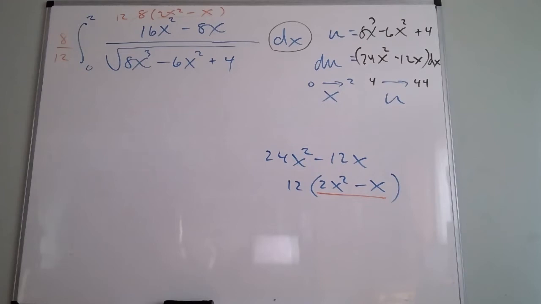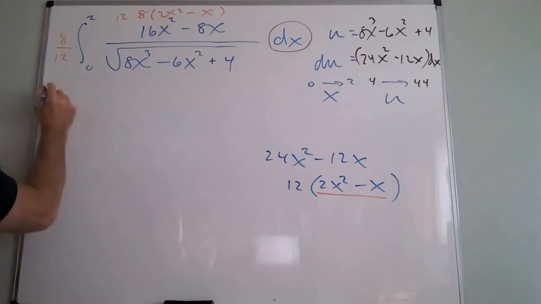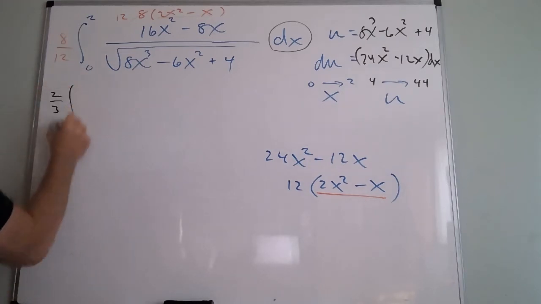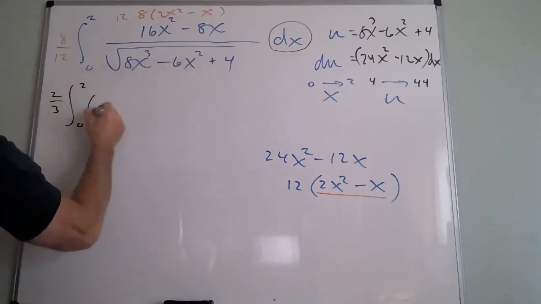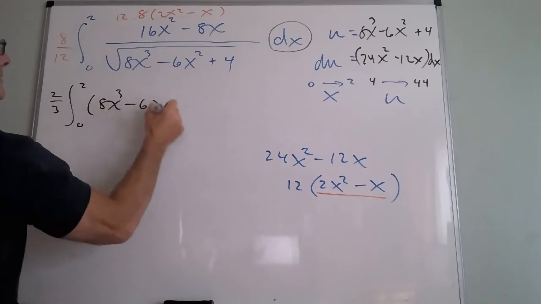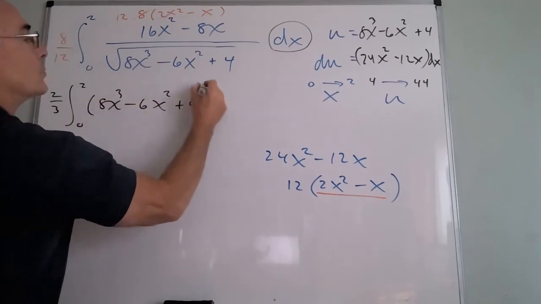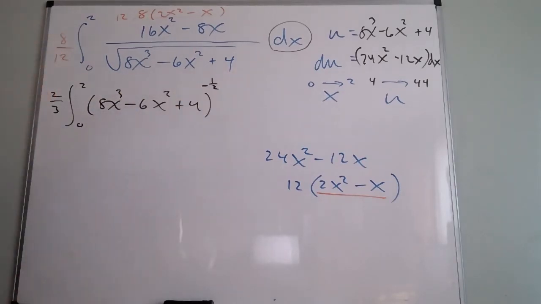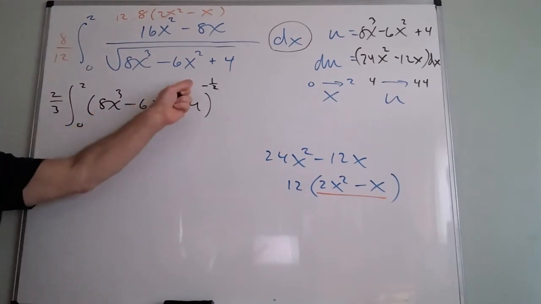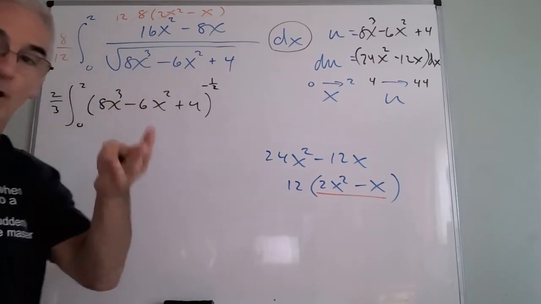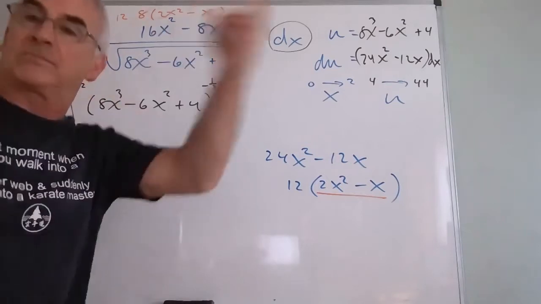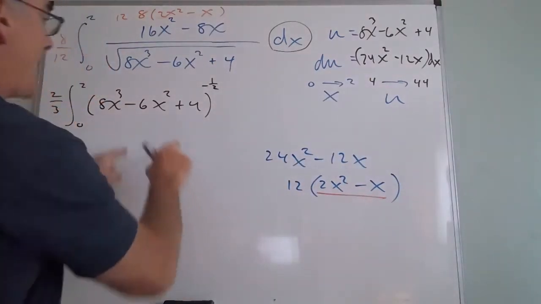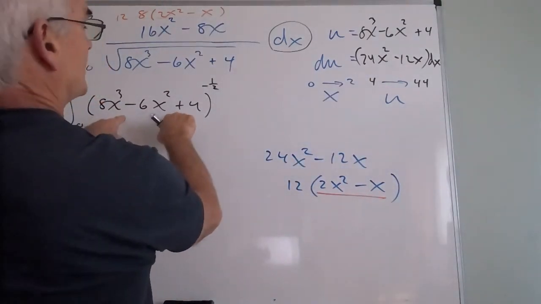But before I go any further, here's what I'm going to do next. I'm going to write this as 2/3 integral 0 to 2, and then I'm going to write this to the -1/2. And the reason I'm going to write it like that is because when I do my substitution, that's what my substitution is going to look like. I am never going to have a square root of u in a denominator. There's no logic, because then I got to do another step to rewrite that. I'm going to put it in the form that I'm going to substitute it in.